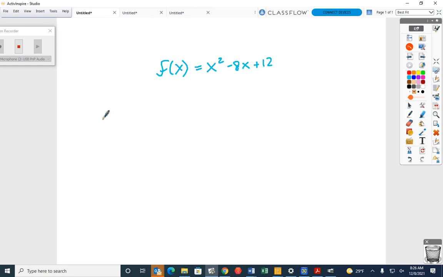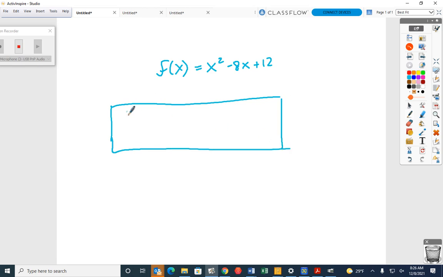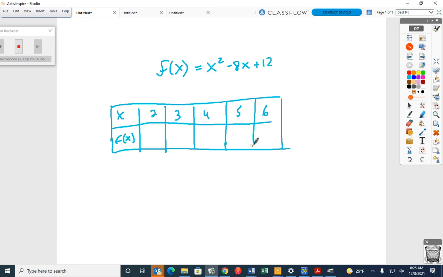Okay? And on this one, I'm trying to hurry so we can finish before we're done. Okay, let's say I've got x values. We'll go 2, 3, 4, 5, and 6. If we did this first 2, okay, what's 2 squared?